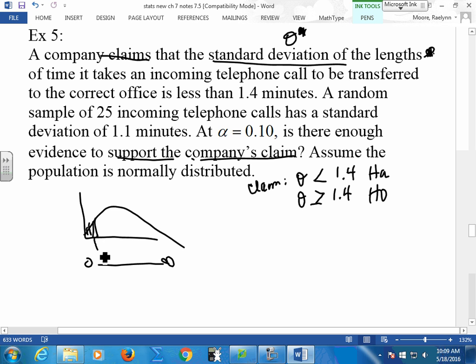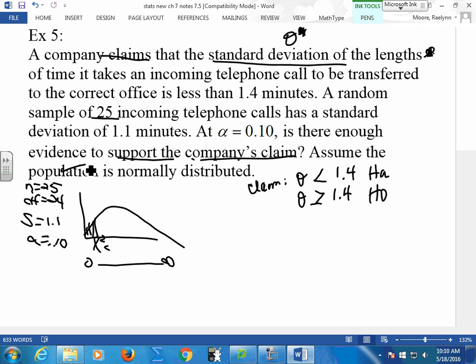So we need to find a critical value. So let's pull out the sample information. A random sample of 25 calls come in, so what's the degrees of freedom? 24, and has a sample standard deviation of 1.1 minutes at a level of significance of 0.10. Is there enough evidence? And our population is normally distributed. In this one, they're going to have to tell you this. So, how do we look this up to find a critical value? Table 6, and what am I looking up?